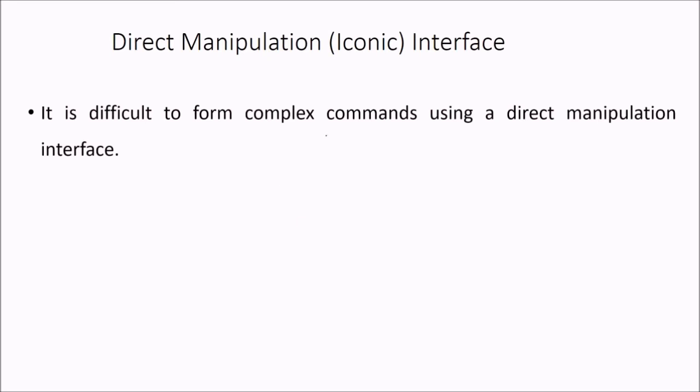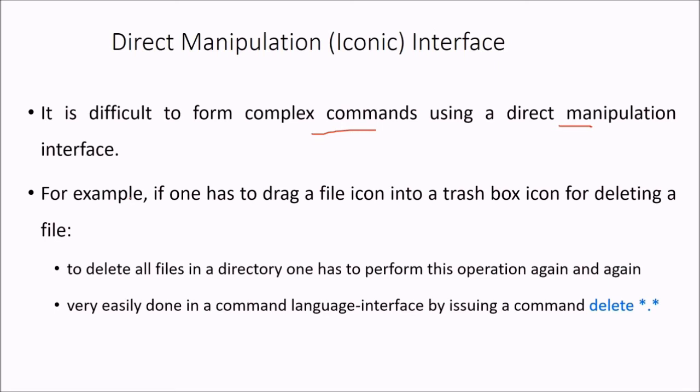So it is difficult to form a complex command using a direct manipulation interface. For instance, if you have to drag a file icon into a trash box, that is a recycle bin, to delete a file, then in order to delete all files in the directory, one has to perform this operation again and again. But you can easily perform this activity in a command language interface just by typing delete star. This is where the command line interface overpowers the direct manipulation interface.